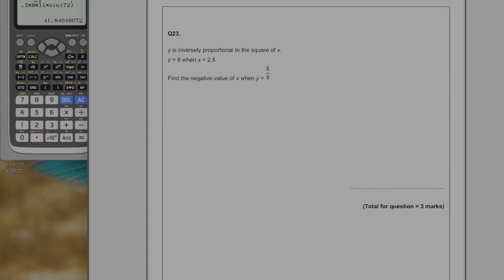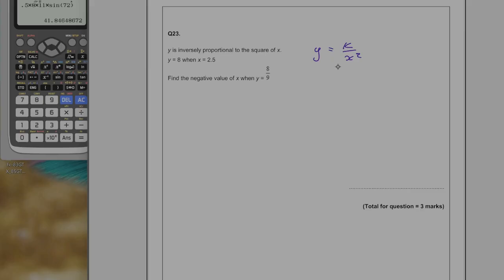Right, question 23. Y is inversely proportional to the square of x. So we'll start by saying y is equal to k over x squared. When y is equal to 8, x is equal to 2.5. Find the negative value of x when y is equal to 8 over 5.